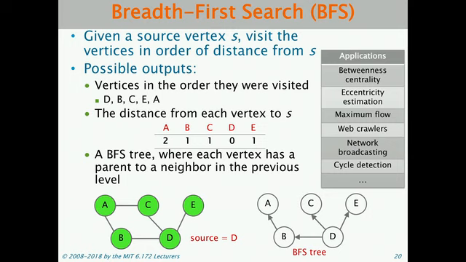It's used as a subroutine in betweenness centrality, which is a very popular graph mining algorithm used to rank the importance of nodes in a network. And the importance of nodes here corresponds to how many shortest paths go through that node. Other applications include eccentricity estimation, maximum flow. So some max flow algorithms use BFS as a subroutine. You can use BFS to crawl the web, do cycle detection, garbage collection, and so on.